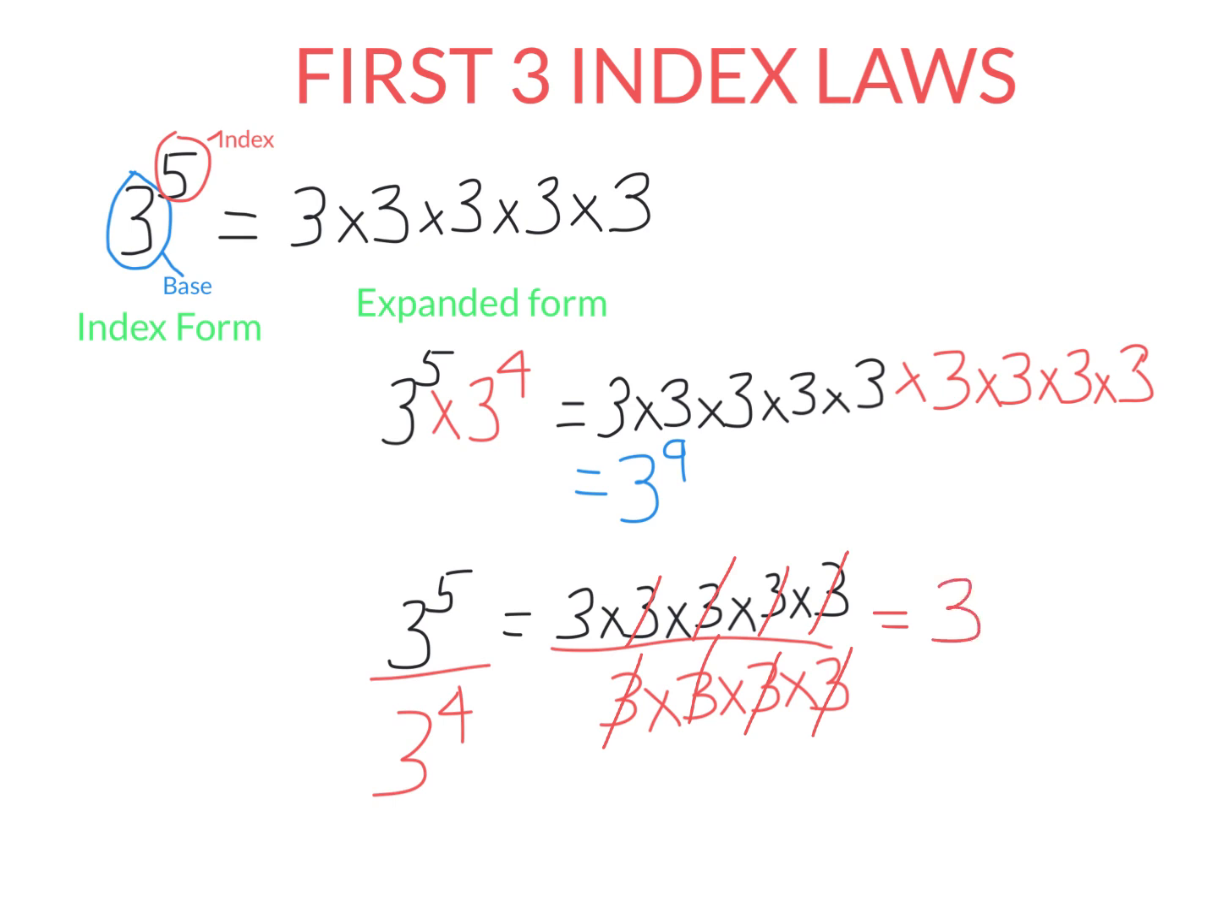Remember, 3 is the same as 3 to the power of 1, just like 4 is the same as 4 to the power of 1. So hopefully, again, you can see the quick way to arrive at the answer. If you are dividing bases, you simply subtract the powers. 5 minus 4 equals 1. So they are the first 2 index laws we need to know.